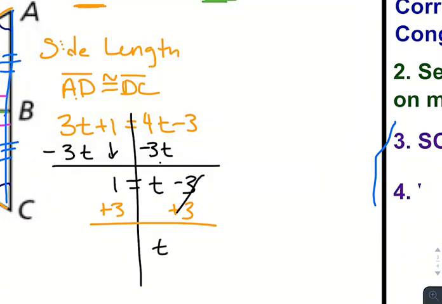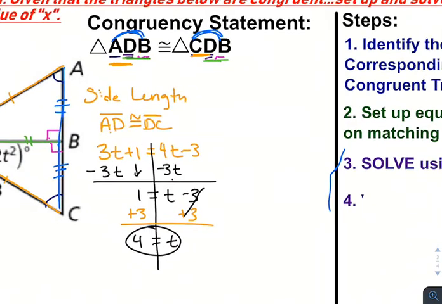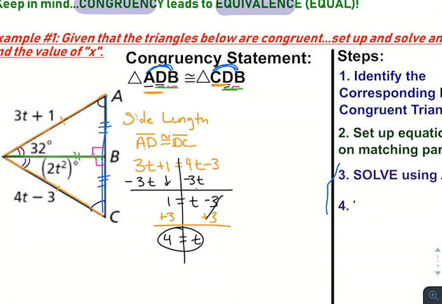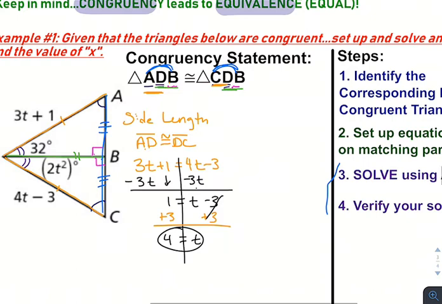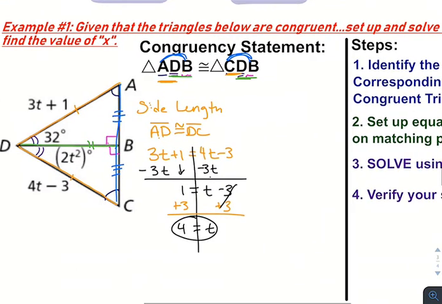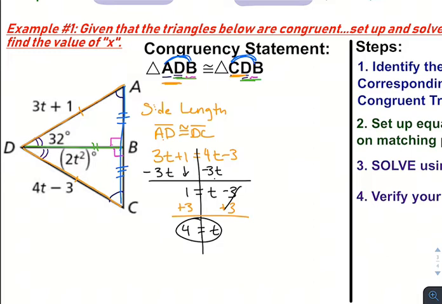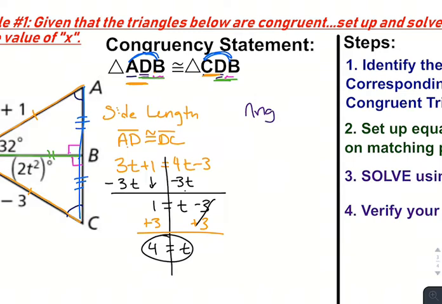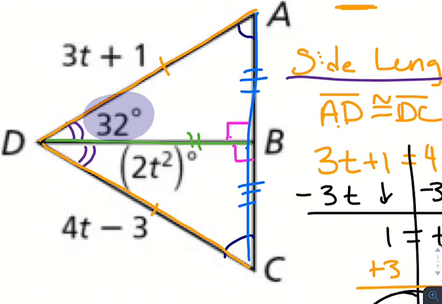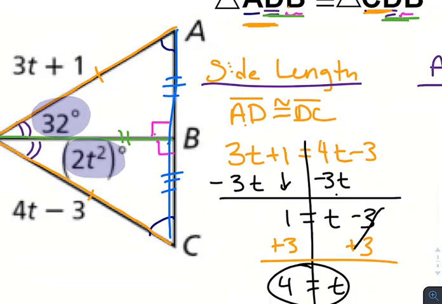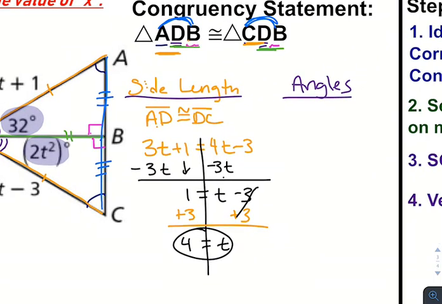In terms of the angle part, and really this is where we can incorporate our last step, we should verify our solution. Because they're both t's, we can set up a second equation based on the angle values. And so let's set one up on angles. Okay? But we know the angles, just like the side lengths, have to be congruent. And so if we look at the angle values, we have one as 32, we have another as 2t squared. And so we can set up another equation. We know the angle at D has to be the same as the angle at D for both triangles. In other words, 32 degrees has to be the same as 2t squared.